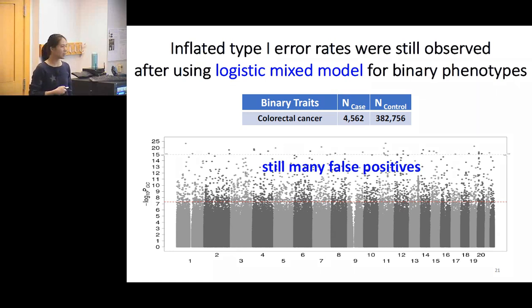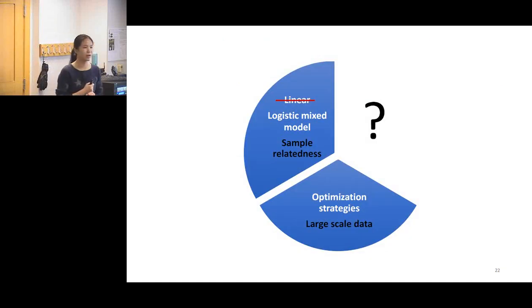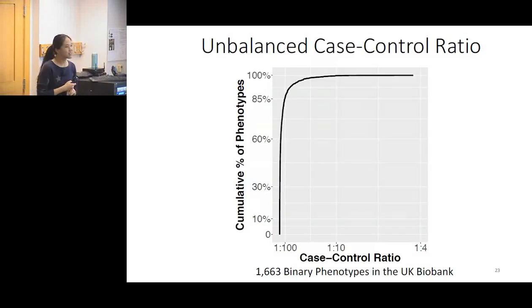But we can see there are still many false positives here, even though we have used the logistic mixed model instead of a linear mixed model. So we started thinking about what is still missing. There is another scenario here when we look at the phenotypes in a large biobank such as UK Biobank.